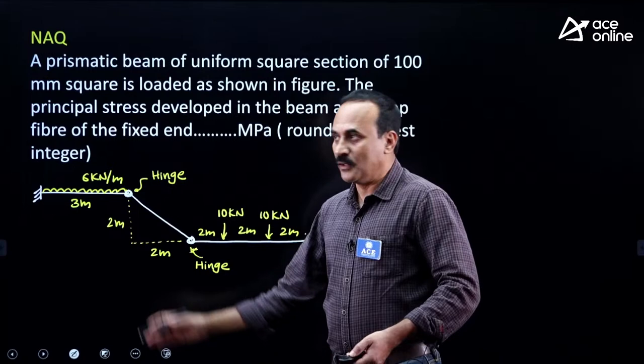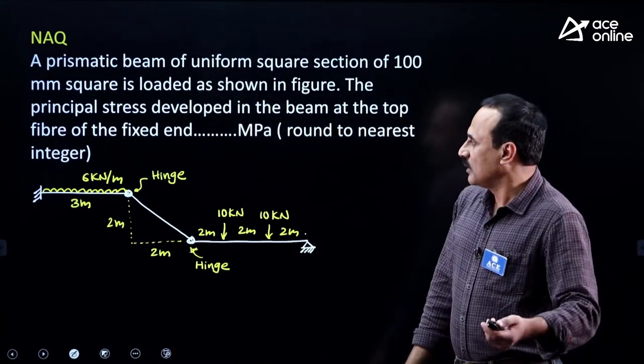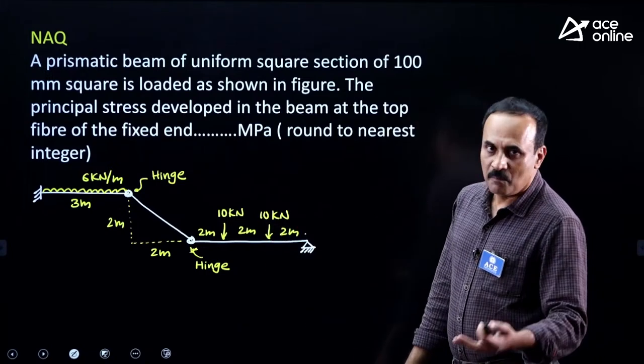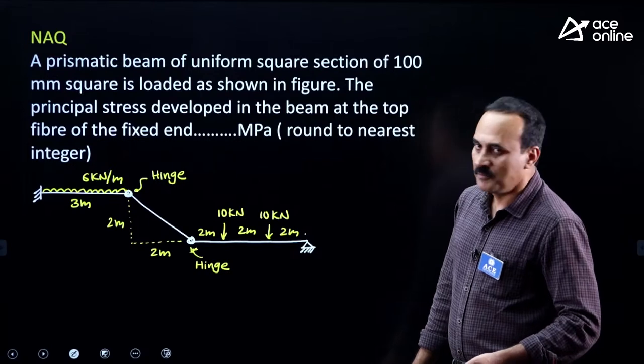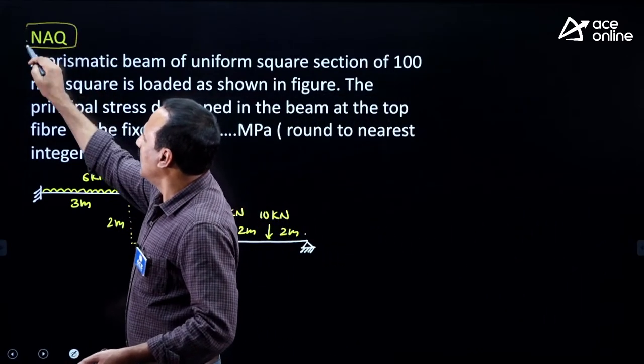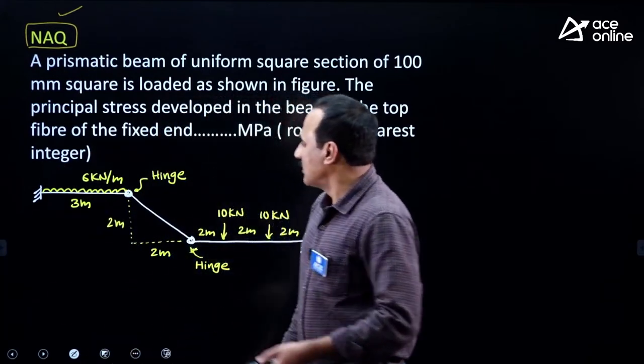Next, coming to another question related to beams only. With the hinges, the beam seems to be complicated, but actually it is very simple. It is a numerical answer question. Numerical answer questions are common in the GATE exam. See what's given here.